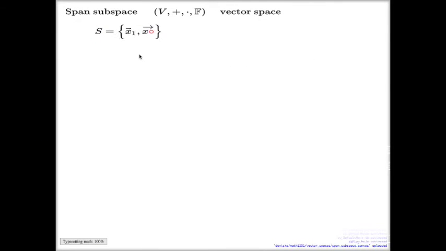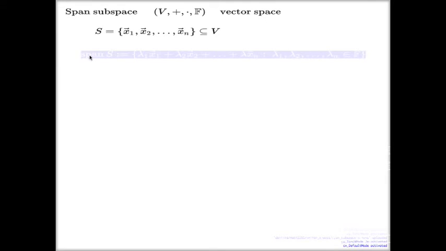We choose actually n vectors, and this time this S has nothing to do with the subspace. This is just a finite set of n vectors. So it's not a subspace by itself. It's just n chosen vectors, and you're free to choose any vectors. A different choice will make a different span subspace. The span subspace itself is a construct like this.